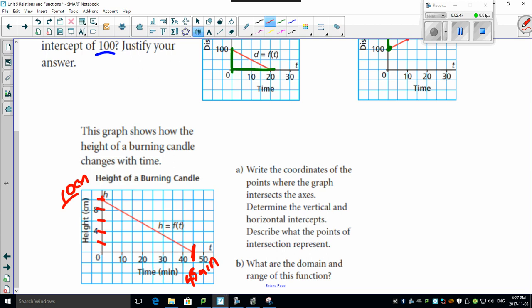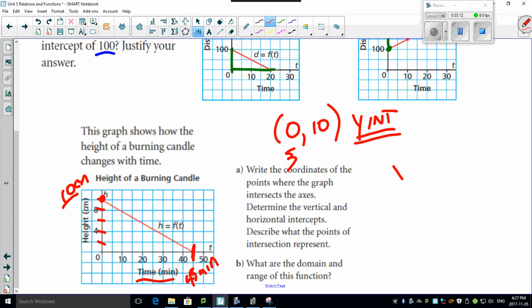So, okay, look at this. There's your height. So what is the coordinate? Well, think about it. If this is time, this is before anything happened to the candle. So this is before you started burning. So the time is in fact 0 at a height of 10. So that is your y-intercept. Now look at this.